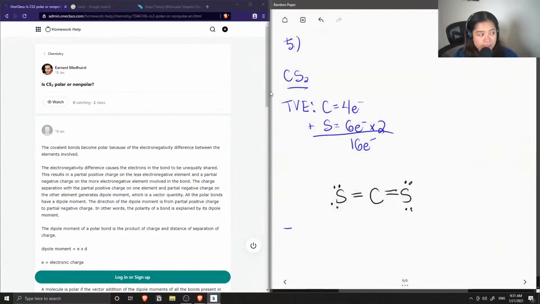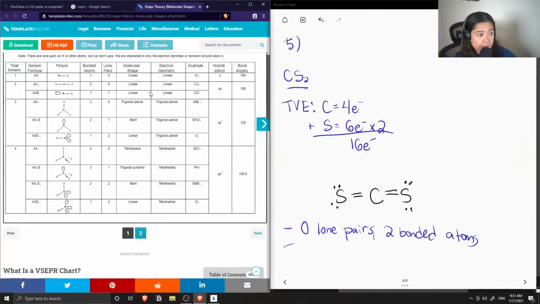And if we analyze this, carbon has 0 lone pairs and 2 bonded atoms. So using our VSEPR table, we can find out its molecular shape, which is linear. And also its electron geometry is linear as well.